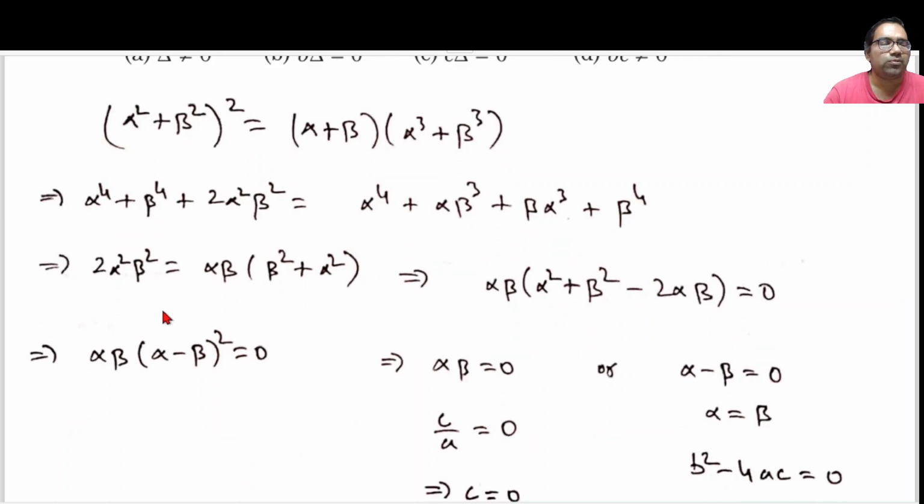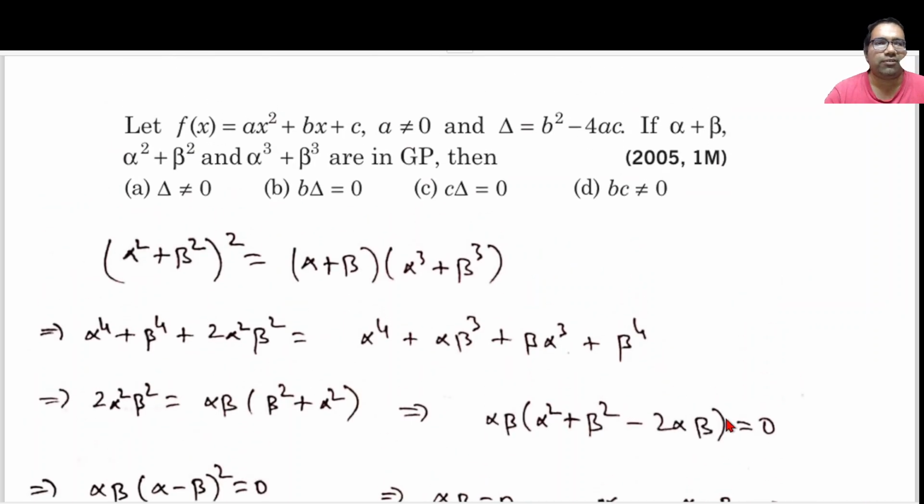This is the product of two terms, and they should be equal to 0. That means alpha beta should be equal to 0 or alpha minus beta should be equal to 0, in which case alpha equals beta. If alpha equals beta, both roots are same. In a quadratic equation, if both roots are same, what does that mean? b square minus 4ac should be equal to 0. Very basics of quadratic equations. If b square minus 4ac is equal to 0, that means both roots are same.